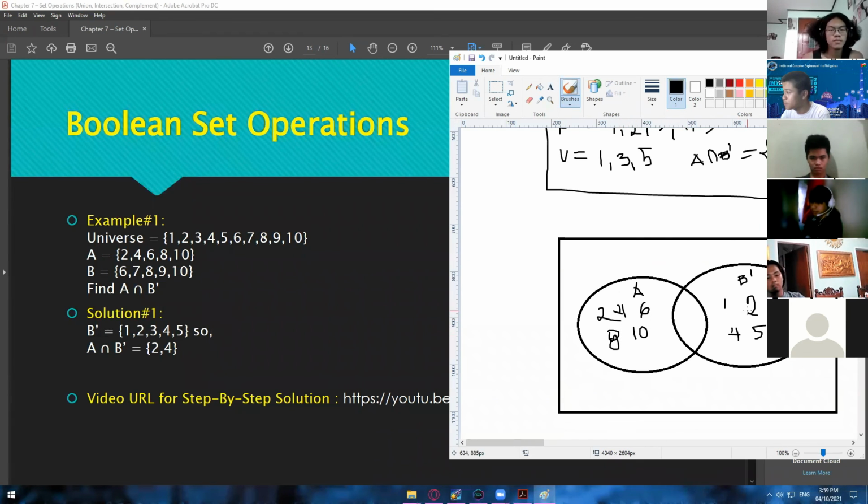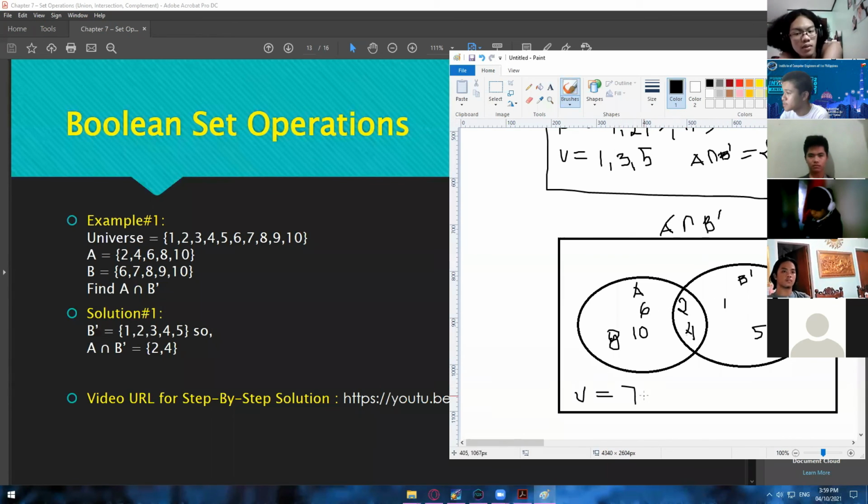So we have 2 and 4 in common. So simply remove them and put them on the middle. So with that, we now have this A intersection B complement. Okay, and the universal set is equal to, so 1, 2, 3, 4, 5, 6. We don't have 7, we have 8, and we don't have 9. So yeah, so 7 and 9 for the universe.